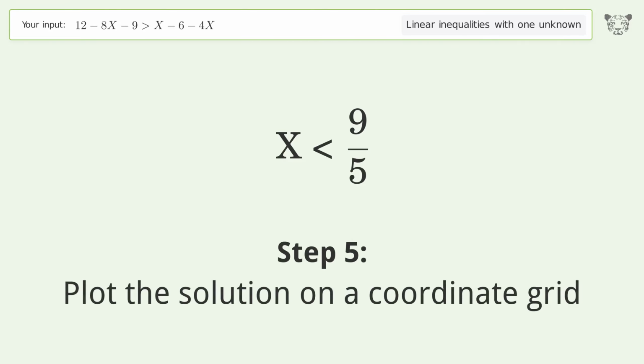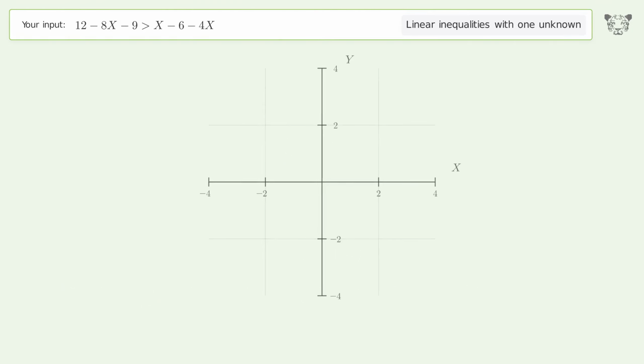Plot the solution on a coordinate grid. And so the final result is x smaller than 9 over 5 smaller than 14 over 5.